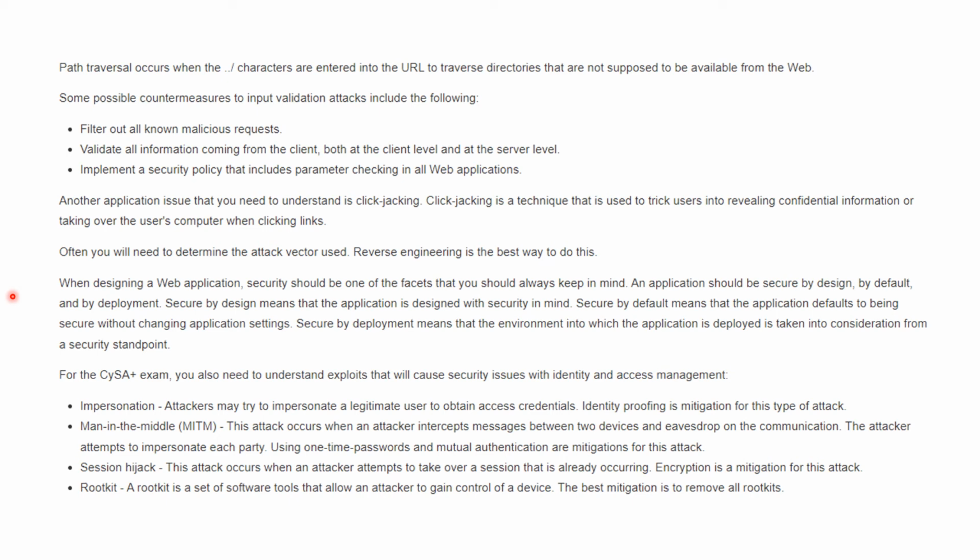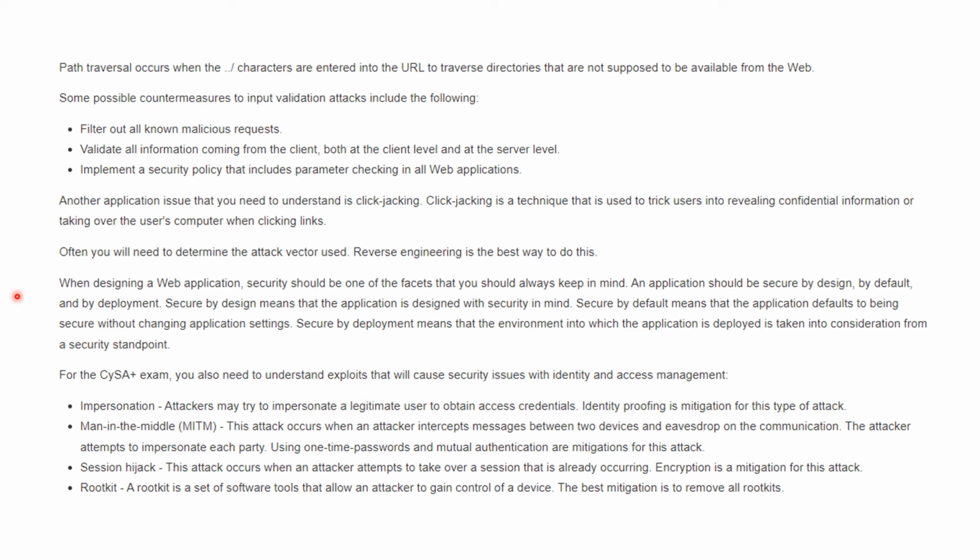Man in the middle, MITM, as it's usually known. This attack occurs when an attacker intercepts messages between two devices and eavesdrops on the communication. The attacker attempts to impersonate each party. One-time passwords and mutual authentication are mitigations for this attack.